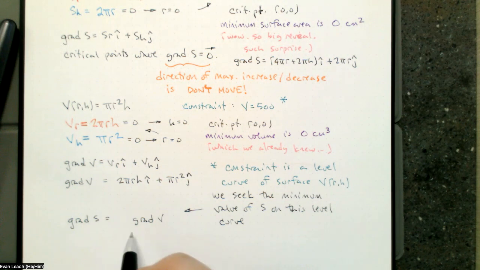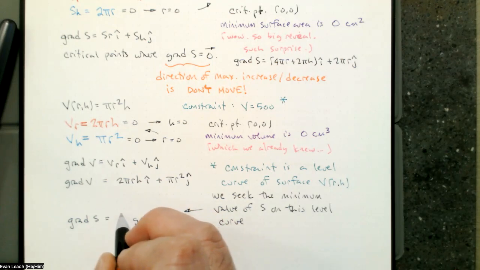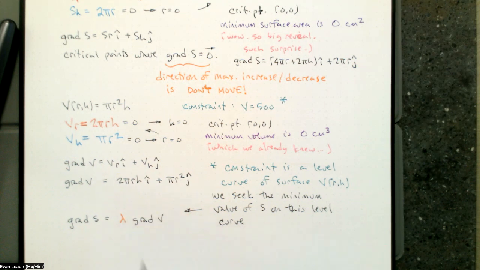Same direction doesn't mean that the vectors are equal. Same direction means that the vectors are constant multiples of each other. So what I want is the gradient of S to be some constant times the gradient of V. This is us saying we want the gradients to be going in the same direction.